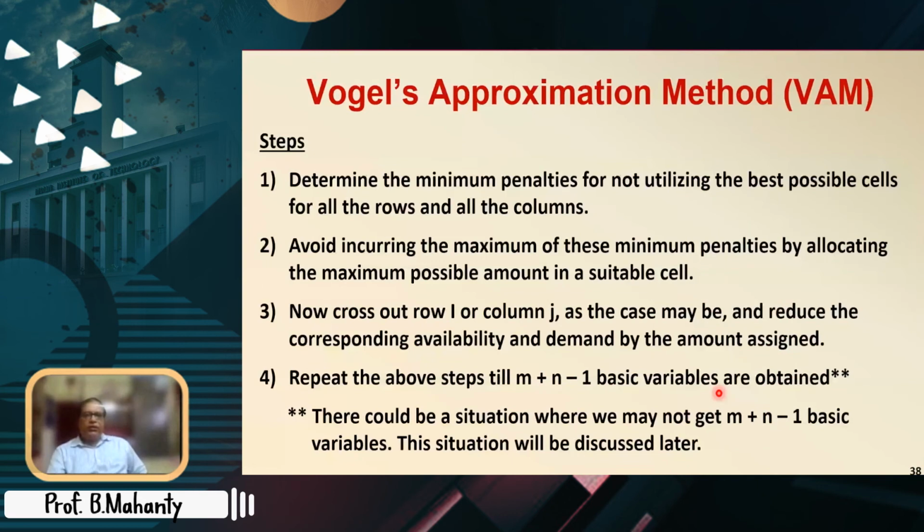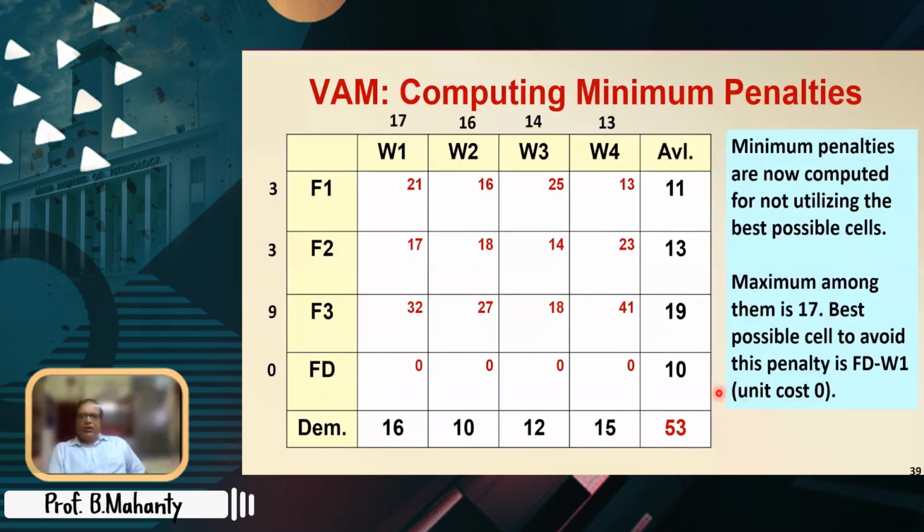Good. So once we do that, then this is how Vogel's approximation method works, and thereafter we continue with VAM. We calculate the penalties. So here the penalty is 17, here it is 16, here it is 14, here it is 13, and here it is 3, here also 3, here it is 9, and here it is 0. So the highest possible penalty is 17. So we have to make some entry here. Obviously, the entry should be at FDW1.